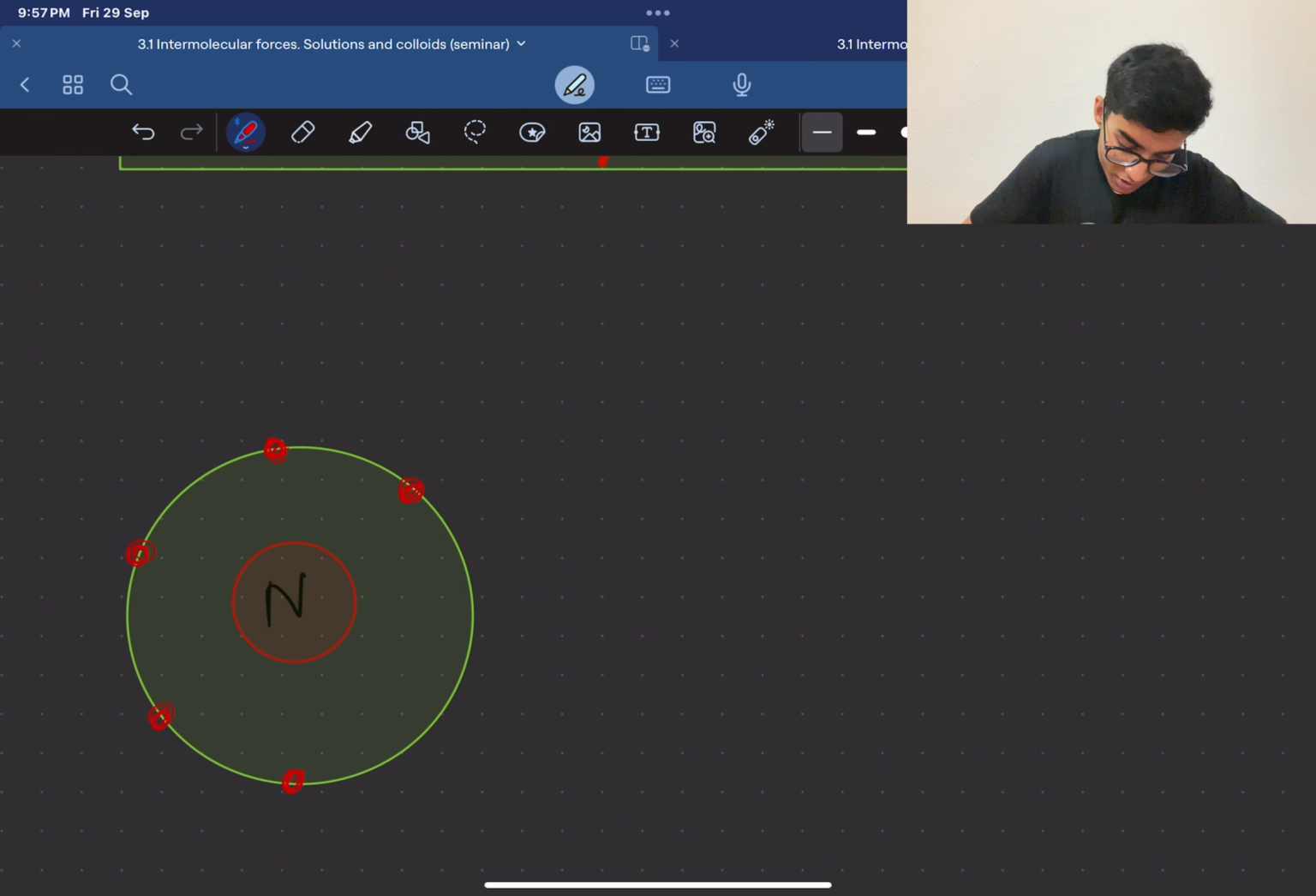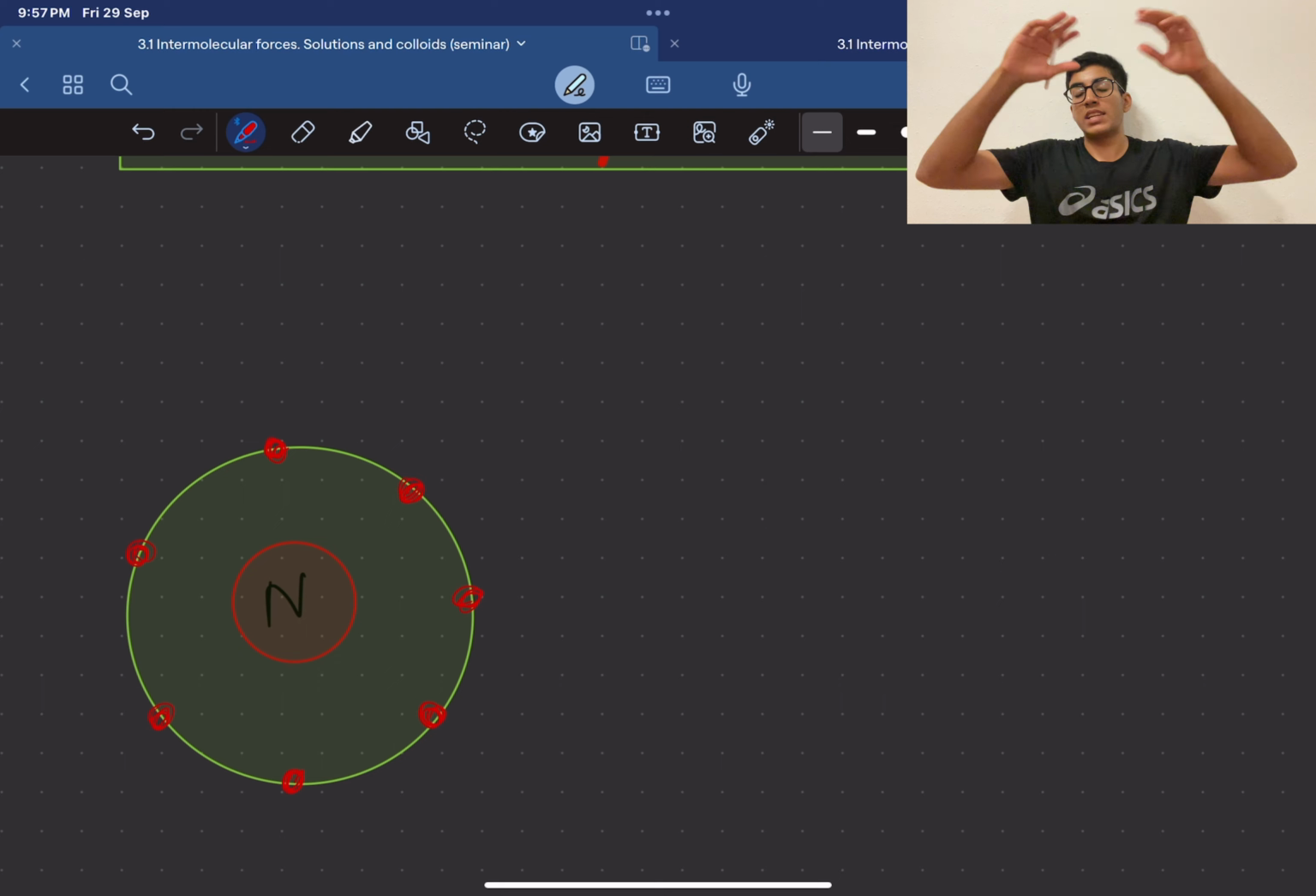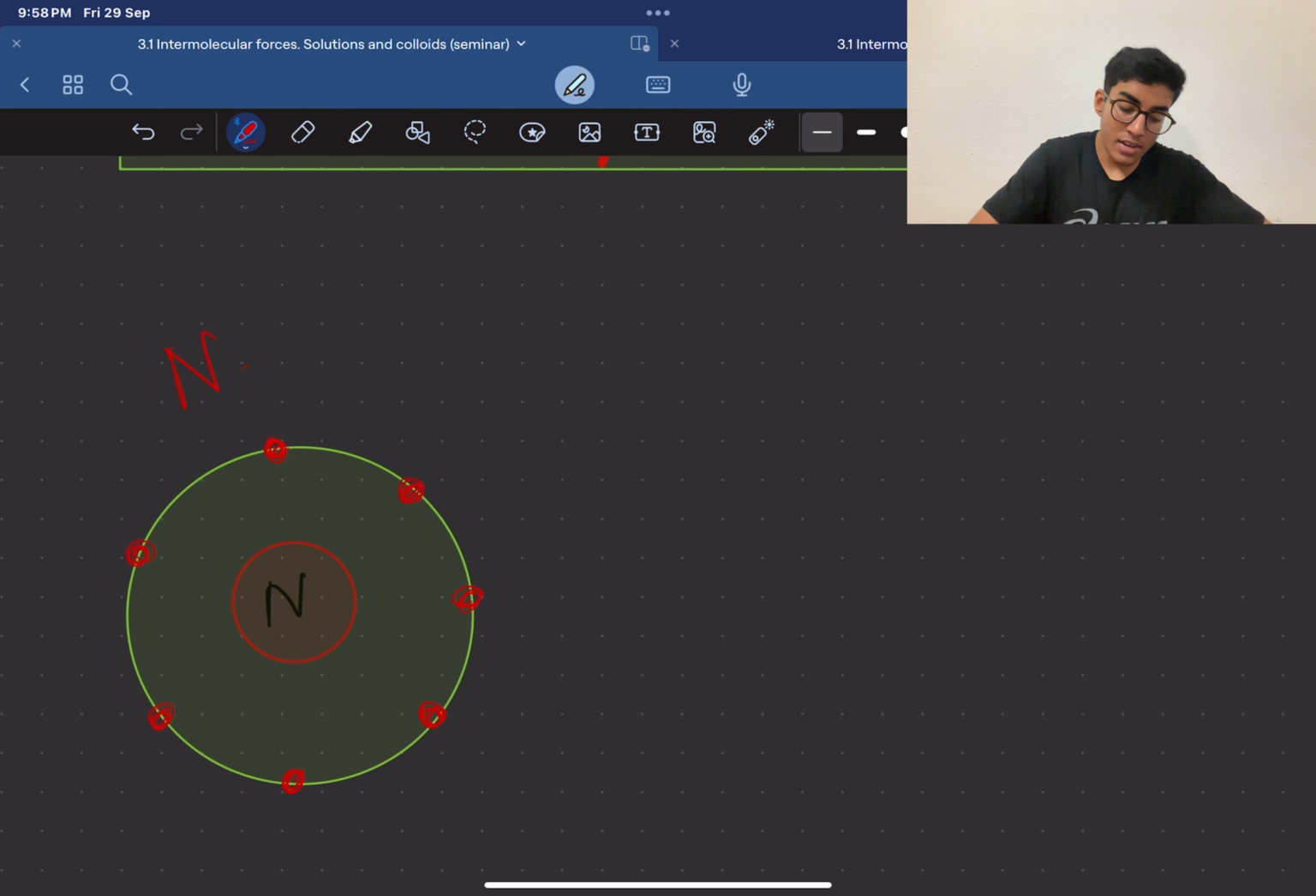Now, how I have distributed the electrons is an ideal way. I would ideally want them to be spaced apart like that, equally at equal distances. When an atom is structured like this, where the electrons are spaced equally, it results in a neutral atom. But in real life, it's not always like this.